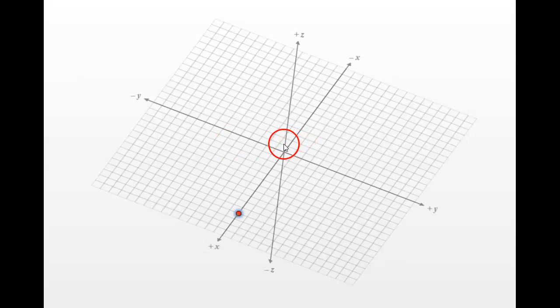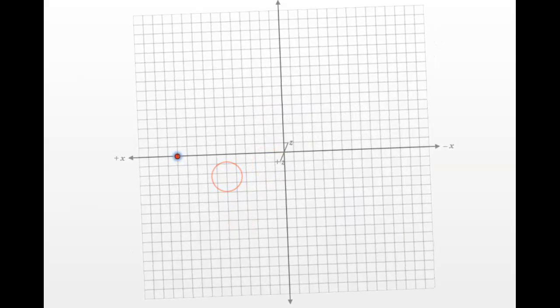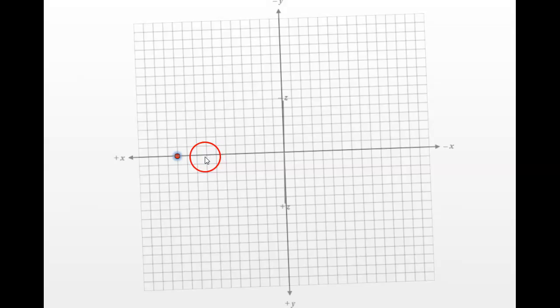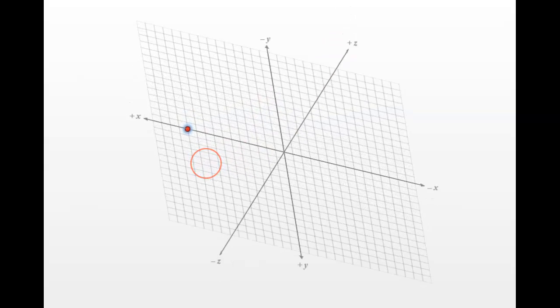It is on the x-axis. You can see positive x-axis. So here, 50 centimeter away from this origin. 50 centimeter.